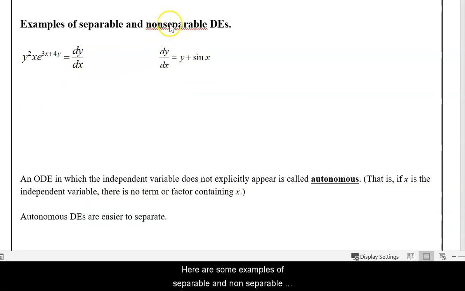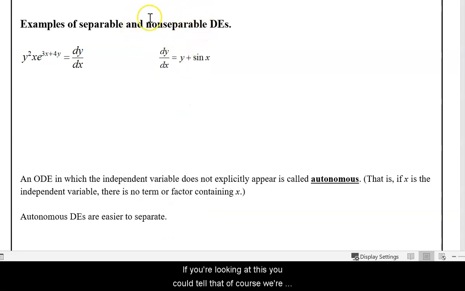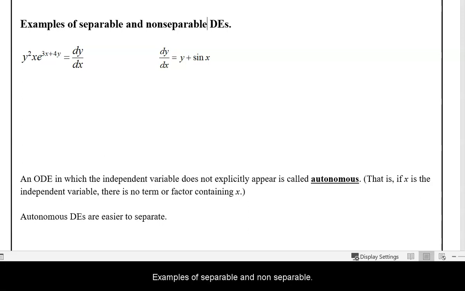Here are some examples of separable and non-separable differential equations. If we're looking at this, you can tell that, of course, Word does not like my use of non-separable. It does not consider that to be a word. Mathematicians, however, are quite accustomed to this. We consider it a word. Examples of separable and non-separable.